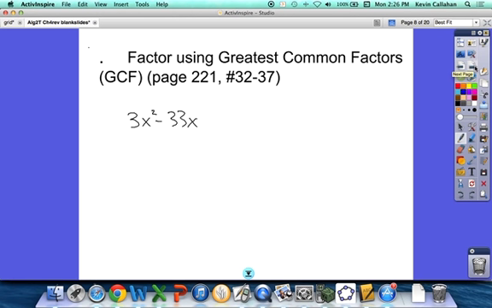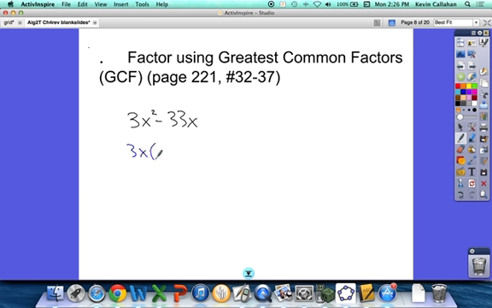Okay, greatest common factor, factoring. Remember, if you don't have 3 terms, then there's only 2 kinds of factoring that we've done that it could be. It could be a difference of squares, or it could be greatest common factor. This is the greatest common factor. What is the greatest common factor? It looks like there's a 3x in both terms, so we factor it out.